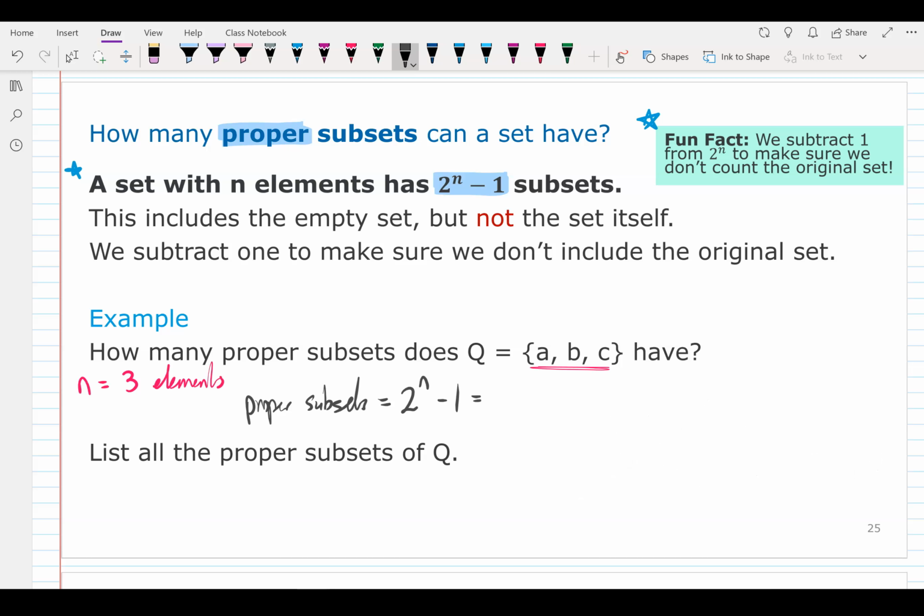So what's 2 to the n? It's 2 to the 3, 3 being our n. And we're going to subtract 1. That's 8, the number of subsets we would have. Subtract the set itself, we actually have 7 proper subsets.